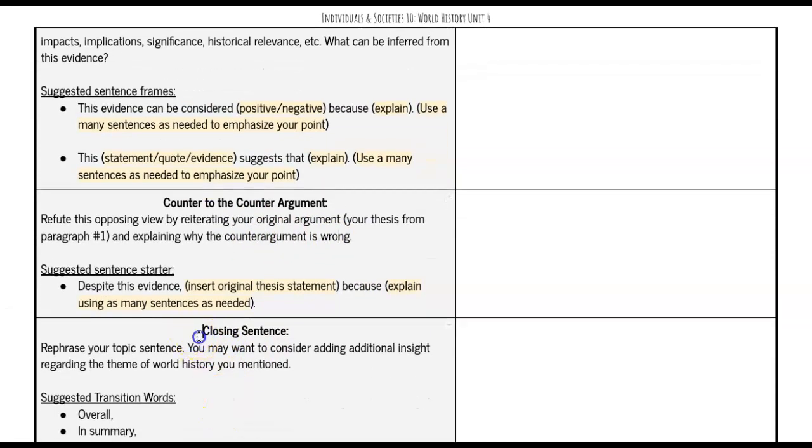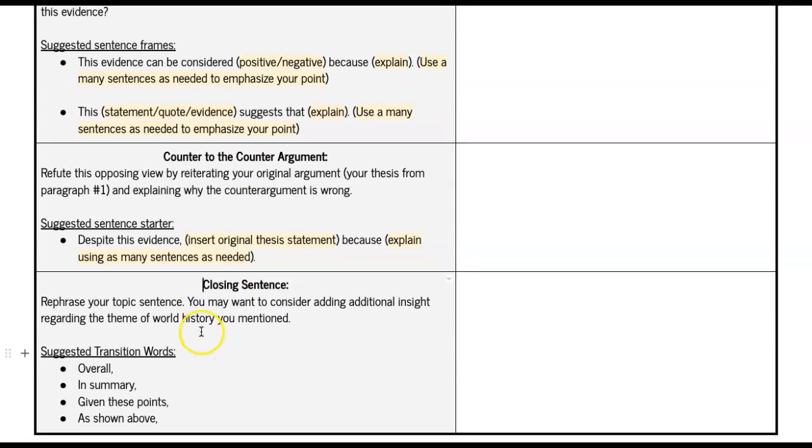From there, you'll go into the closing sentence, which is the same thing as your other body paragraphs, rephrasing your topic sentence, but then kind of doubling down on your original thesis.